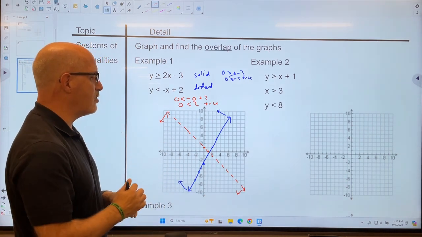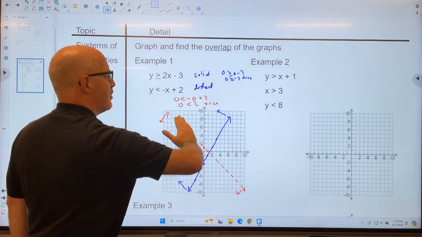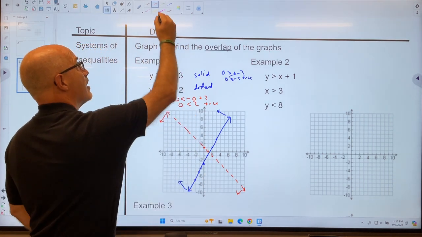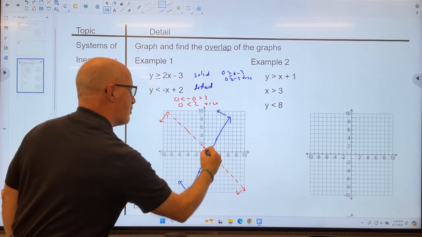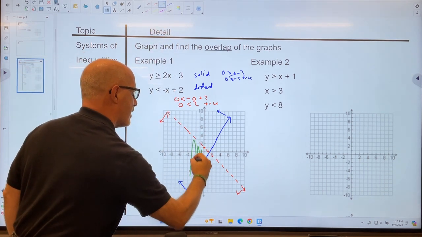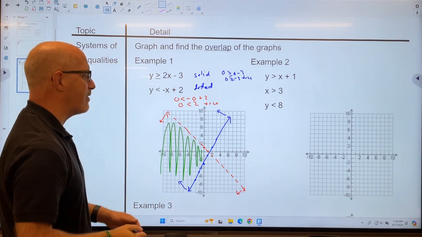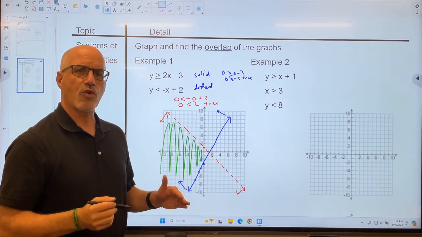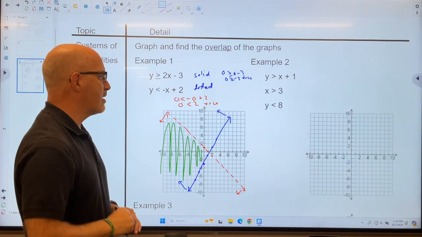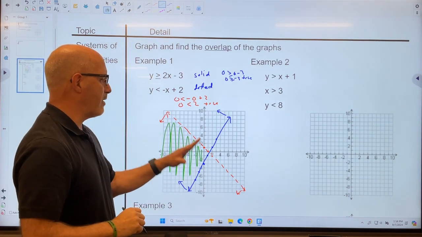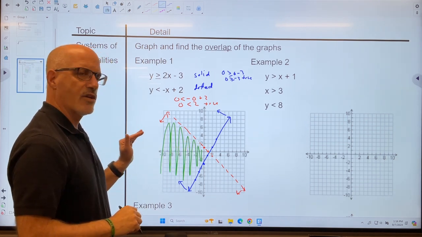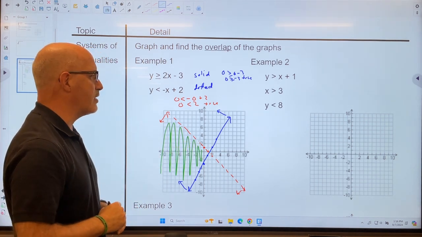Now looking at these two graphs, if I'm going above the blue, below the red, the overlap of this one is going to be just in this region right here. So we make the final shading for the graph where both of them cross, the overlapping of the two shading parts. Above blue, below red is this region of it.